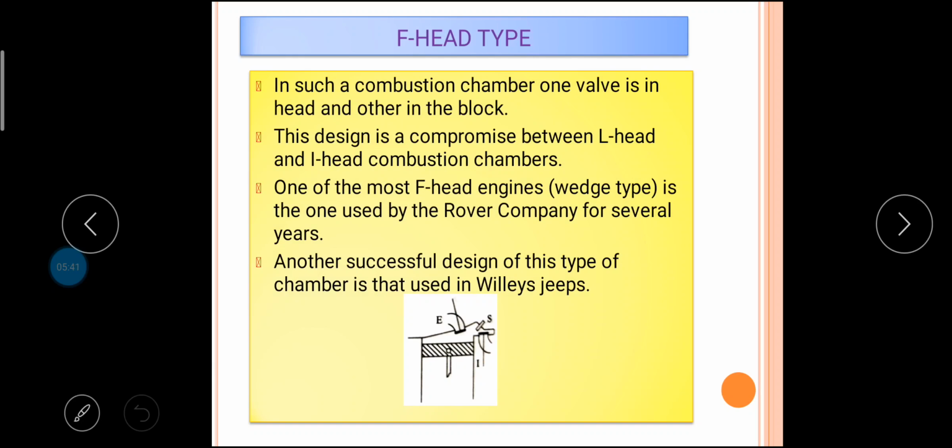F-head type. In such a combustion chamber, one valve is in the head and the other in the block. This design is a compromise between L-head and I-head combustion chambers. One of the most notable F-head engines, that is the OS type, is the one used by the Rover company for several years. Another successful design of this type of chamber is that used in Willys Jeeps. These are all about combustion chambers.